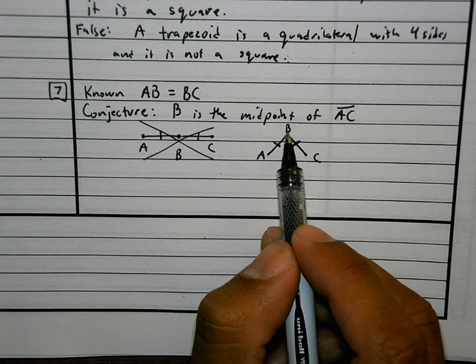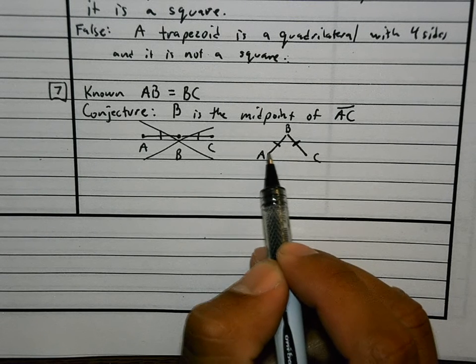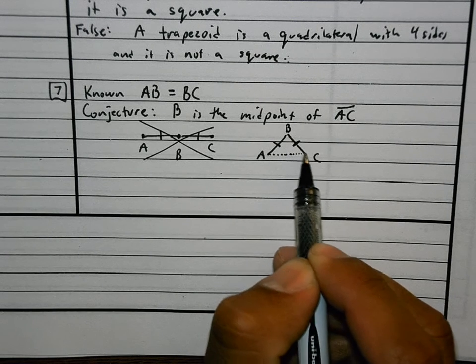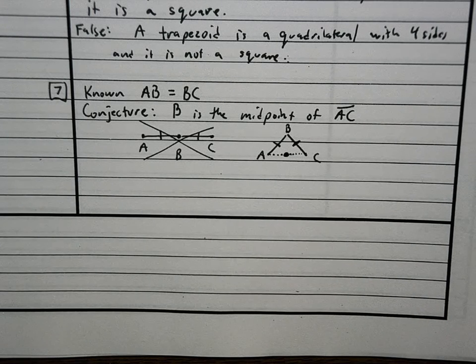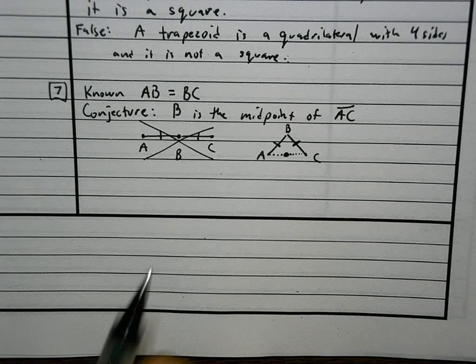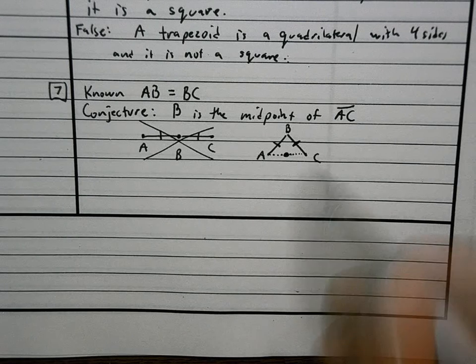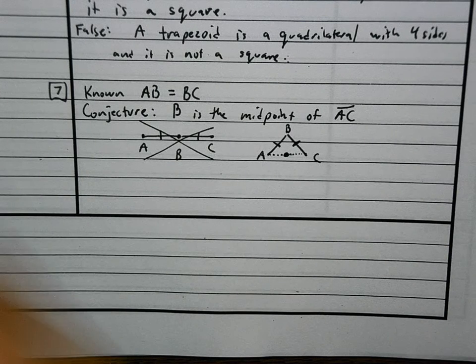The reason B is not the midpoint is because the midpoint of AC is right here. It has to be on segment AC. That's my counterexample. This is an excellent counterexample. It shows a picture where it's not true. Okay? We're going to stop your notes right there.